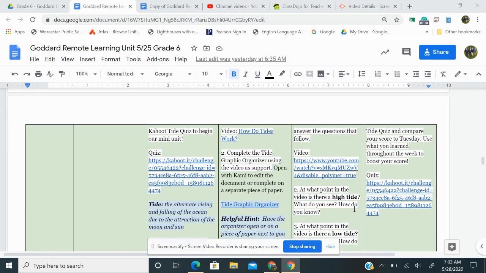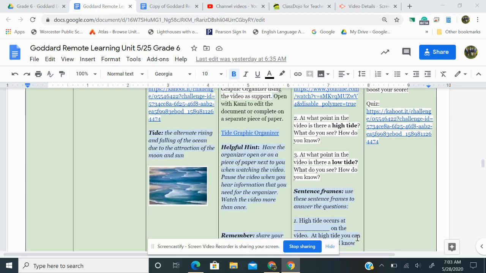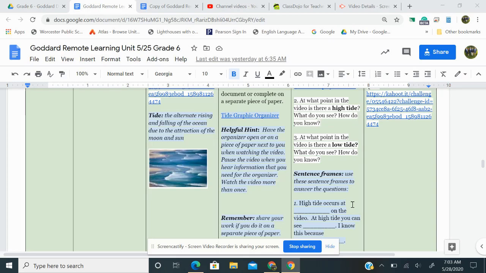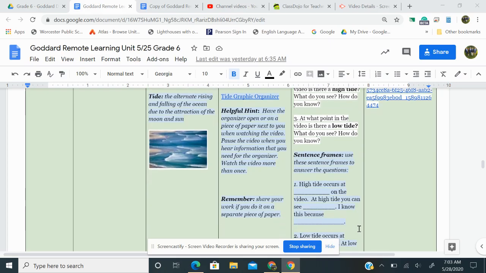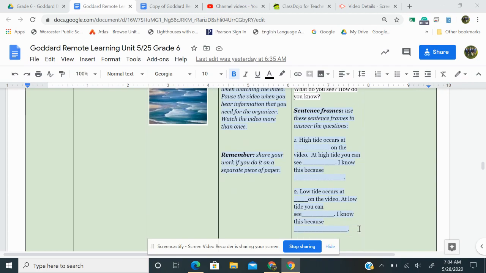2, at what point in the video is there a high tide? What do you see? How do you know? 3, at what point in the video is there a low tide? What do you see? How do you know? Here are some sentence frames to use to answer the questions. 1, high tide occurs at blank in the video. At high tide, you can see blank. I know this because blank. 2, low tide occurs at blank on the video. At low tide, you can see blank. I know this because blank.